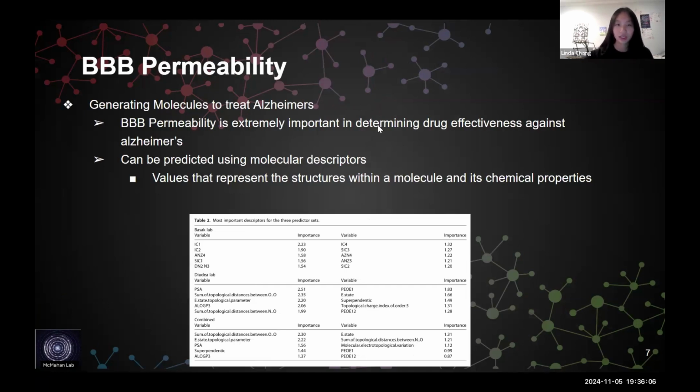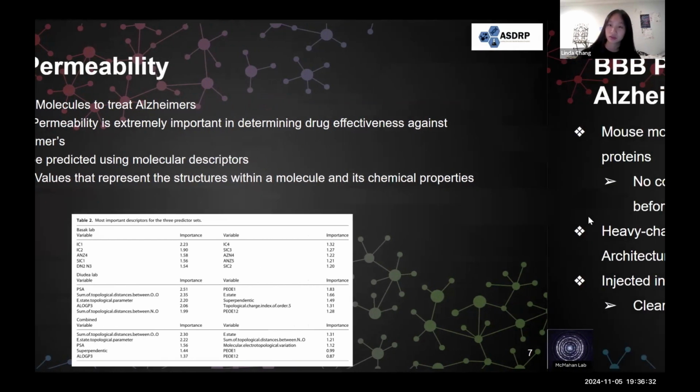Okay, so for a molecule to be permeable through the blood-brain barrier, it needs to have certain different molecular descriptors as listed over here. Being permeable is super important in determining the drug effectiveness, because obviously if it can't even reach the thing that it's supposed to be targeting, it won't be able to do anything at all. So if you look at this chart here, there's some different values that show relatively how important each of these molecular descriptors is.